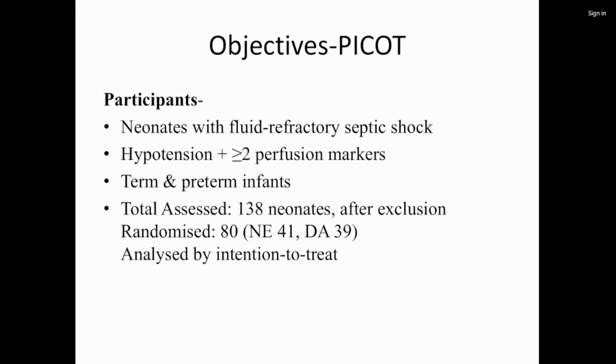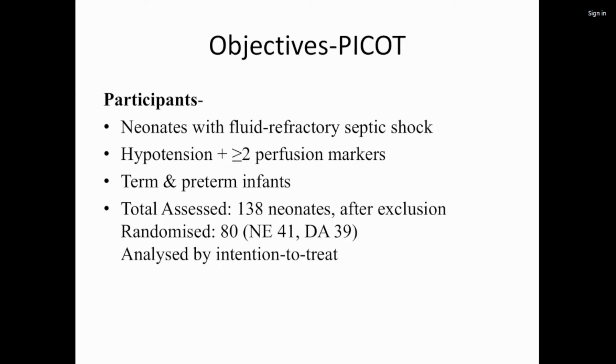So the objectives, the PICOT: participants were neonates with fluid refractory septic shock, that is, neonates with hypotension with more than or equal to 2 perfusion markers. Perfusion markers selected were urine output less than 0.5 ml per kg per hour, CRT more than 4 seconds, serum lactate more than 5 millimoles per liter, metabolic acidosis with base excess more than -5, and SVC flow less than 40 ml per kg per minute.